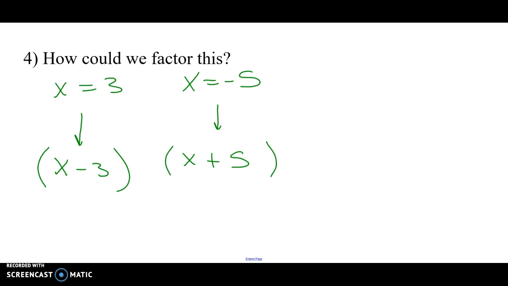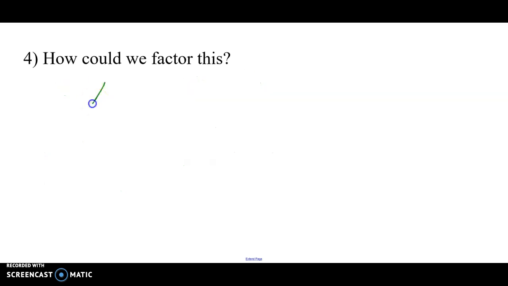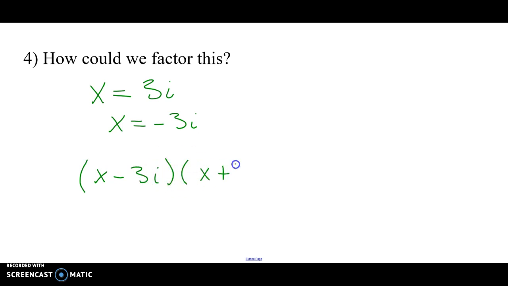Well, we're not going to do anything different. What were the answers we just got from number 3? 3i and negative 3i. So we're going to put those in the factors. And that's your answer. That's how we would factor a sum of squares.